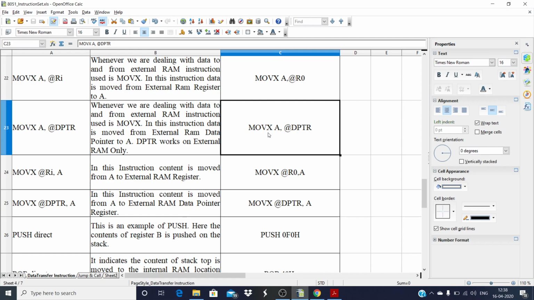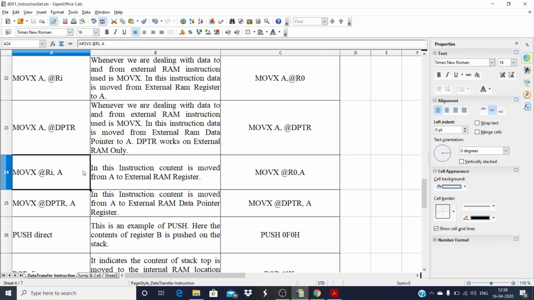Next instruction, for example, MOVX A, @DPTR. Same. Next, MOVX A, @Ri. Whenever we want to transfer data to external RAM from the accumulator, we have to use this instruction. So MOVX @R0, A. Next instruction, MOVX @DPTR.